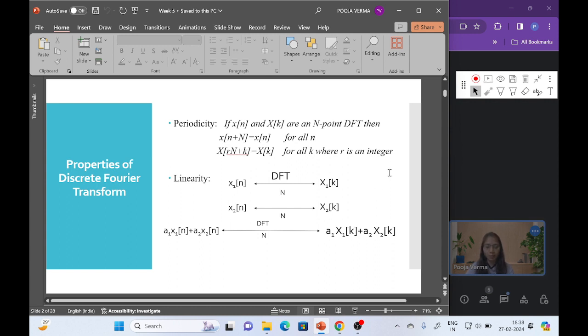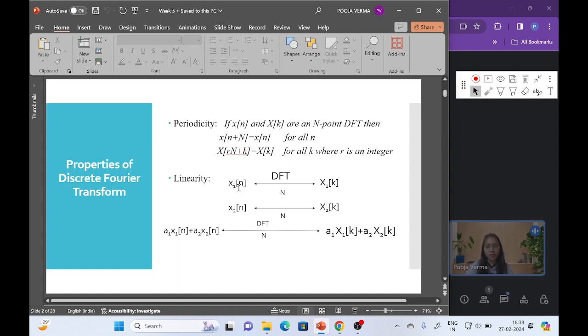The topic of this week 5 is properties of discrete Fourier transform. The first property is periodicity. If x of n is a sequence and the N-point DFT of the sequence is X of k, then the periodicity property is: x of n plus N, where N is the N-point DFT, is equal to x of n for all n. And similarly, X of k plus rN is equal to X of k, where X of k is the N-point DFT of x of n for all k, where r is an integer.